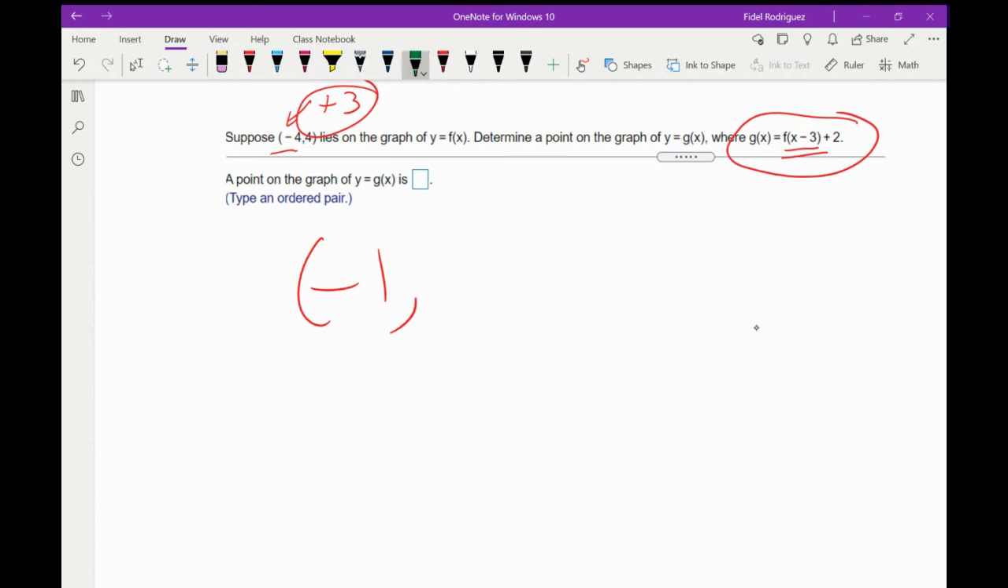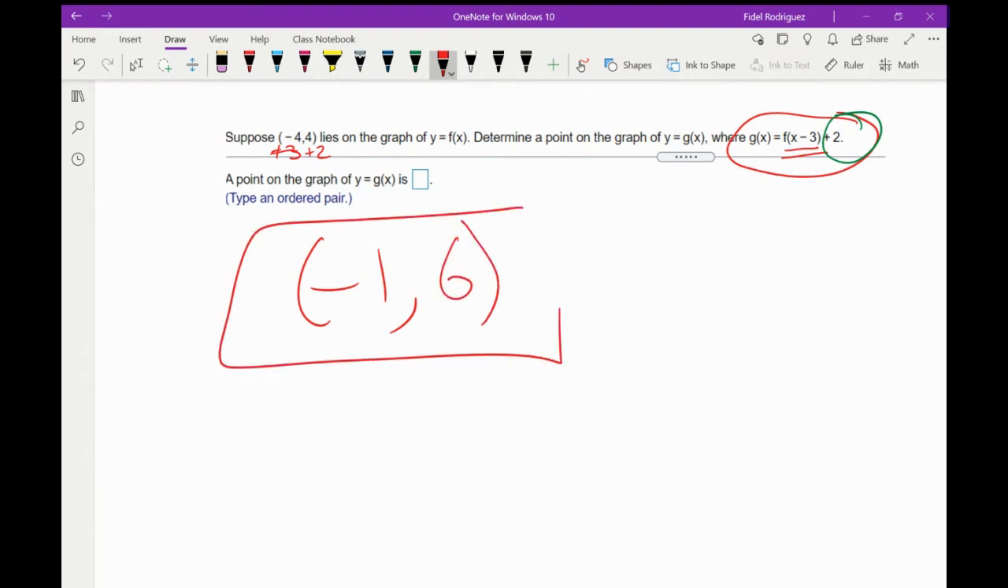And then look what we have on the outside. We have a +2, right? So again, if I reference that formula sheet, if there's a +2 on the outside, it's going to move up 2 spaces. So what am I going to do? I'm going to take my y value and add 2 to it. So 4 plus 2 should give me 6. So my answer would just be the point (-1, 6), right?